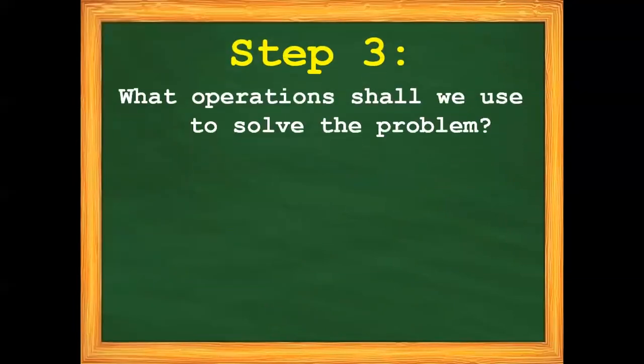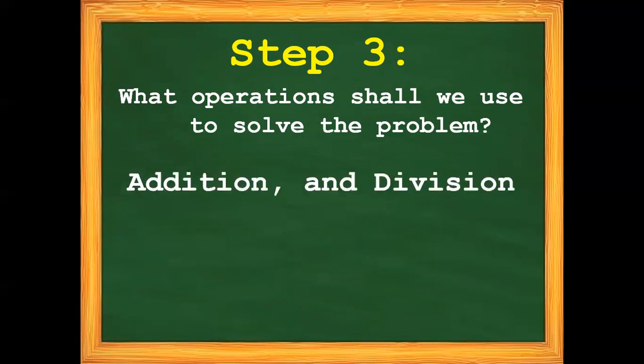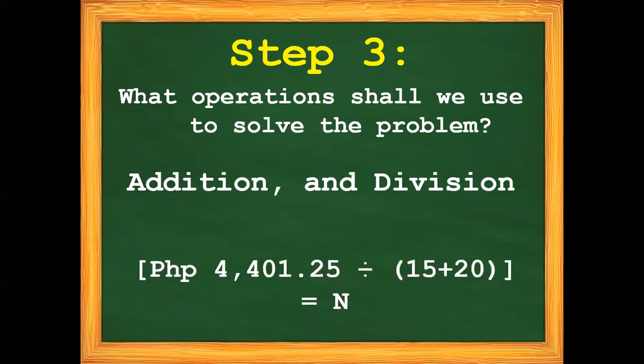So step number 3, what operations shall we use to solve the problem? Anyone? Yes? Correct. Addition and division. So what is our number sentence to solve this problem? So we have 4,401 pesos and 25 centavos divided by the sum of 15 and 20 to get the final answer.